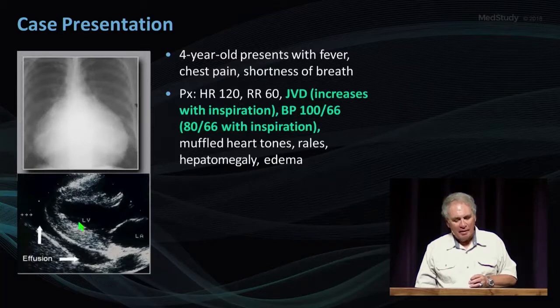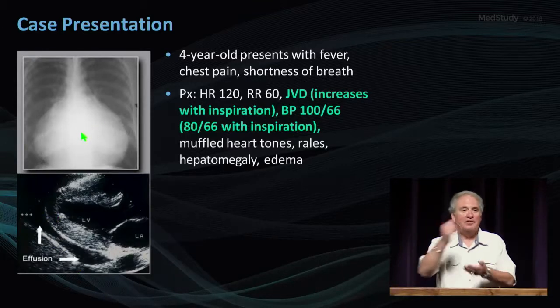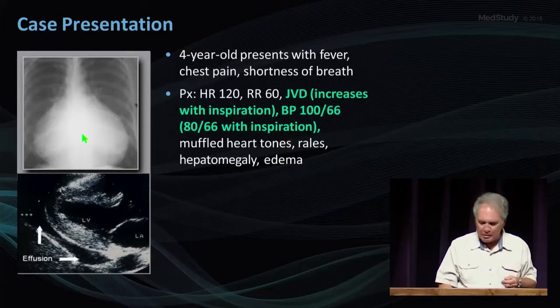And this is an echocardiogram. Here's the heart, left ventricle, left atrium, and there's a big pericardial effusion. This is a case of pericarditis with pericardial effusion. And there is this water surrounding the heart, and it looks like a bag of water sitting on the diaphragm. The x-ray is absolutely typical.